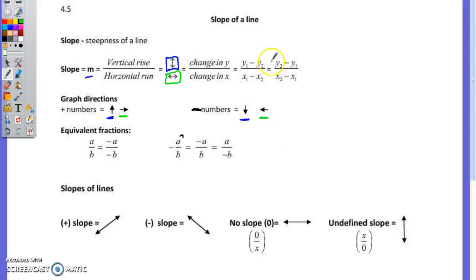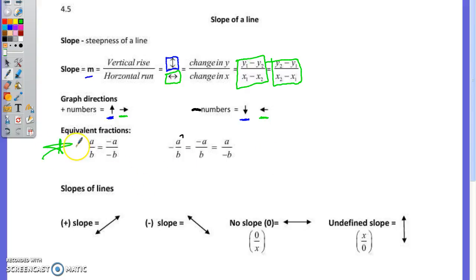And then we talk about this formula, which is basically your change in y's over your change in x's. So when you subtract or take the difference between your y's on the top, and the difference in your x's on the bottom, mathematically we can figure it out rather than just counting on a graph. We'll do an example of that in a second.